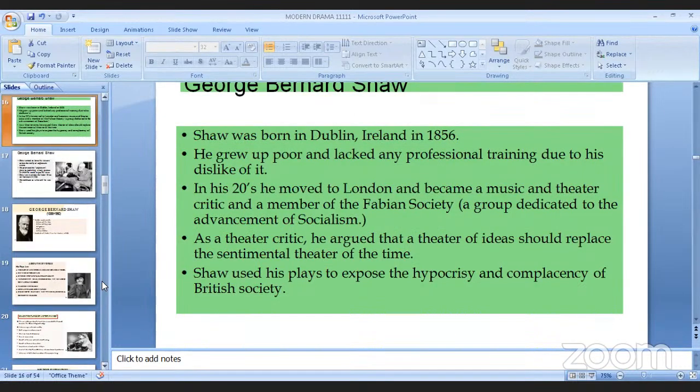George Bernard Shaw was born in Dublin, Ireland in 1856. He grew up poor and lacked any professional training due to his dislike of it. In his 20s, he moved to London and became a music and theatre critic and a member of the Fabian Society. As a theatre critic, he argued that a theatre of ideas should replace the sentimental theatre of the time. Shaw used his plays to expose the hypocrisy and complacency of British society.